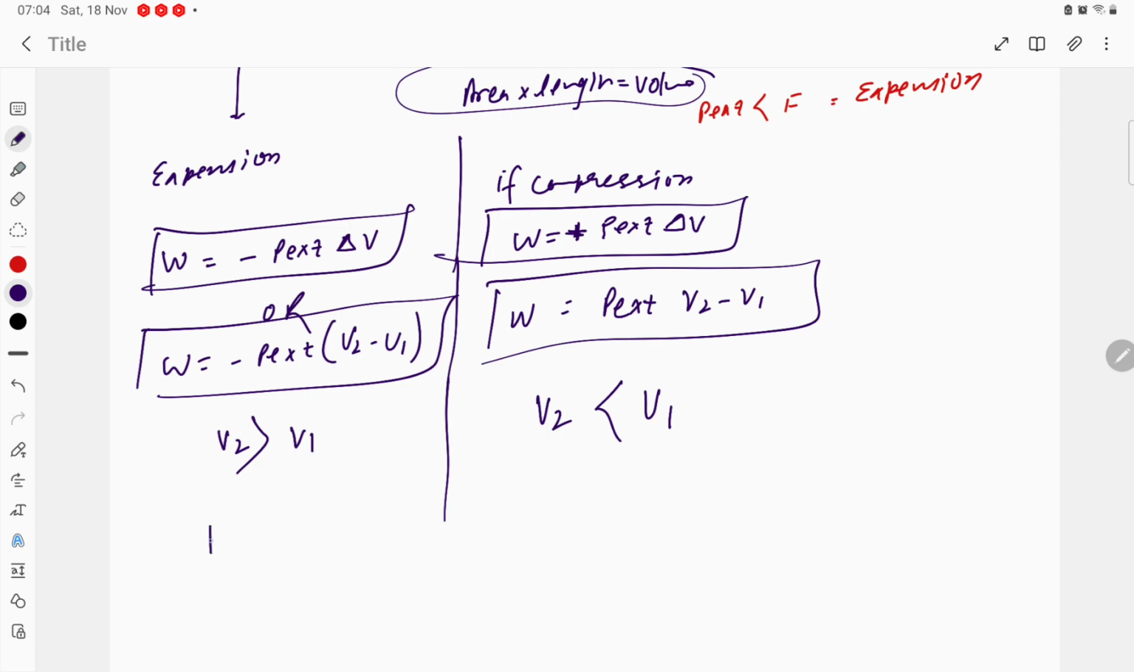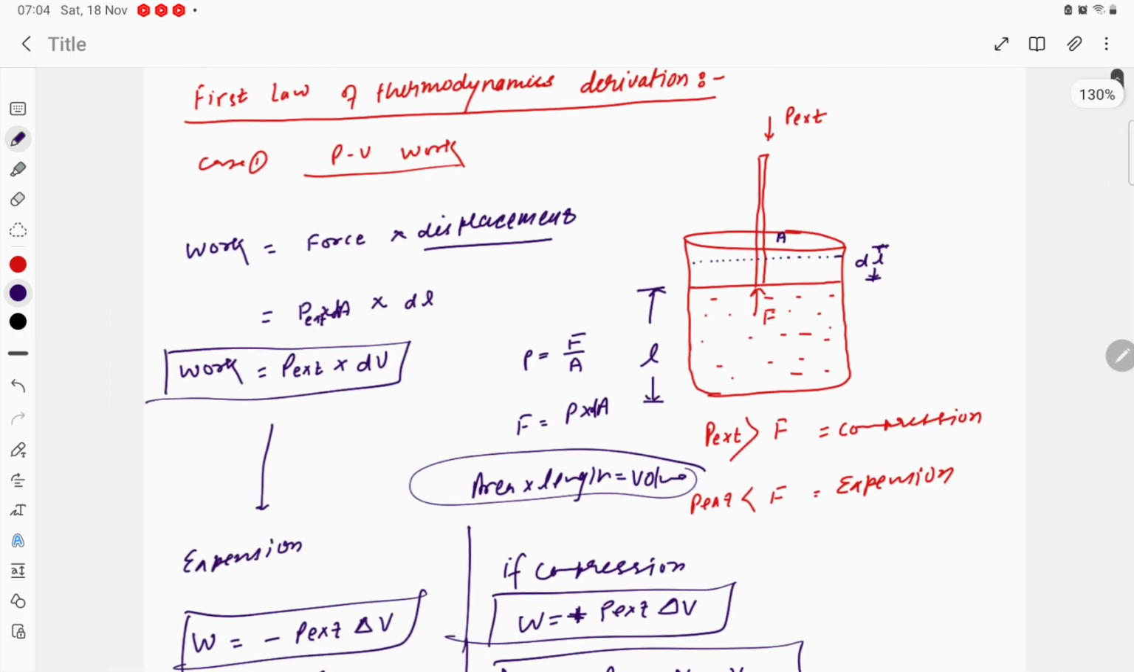In expansion, student, the force will be greater than P external, and in the other case, the force will be less than P external. So this is all about the answer.